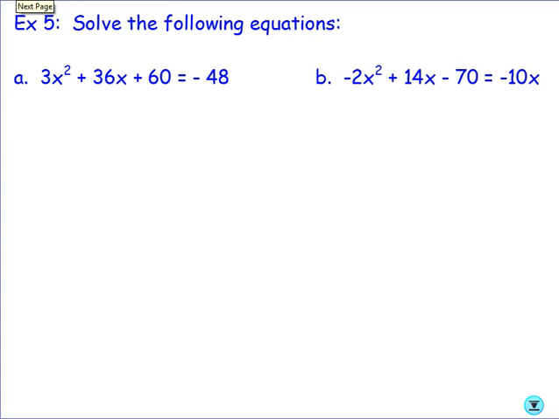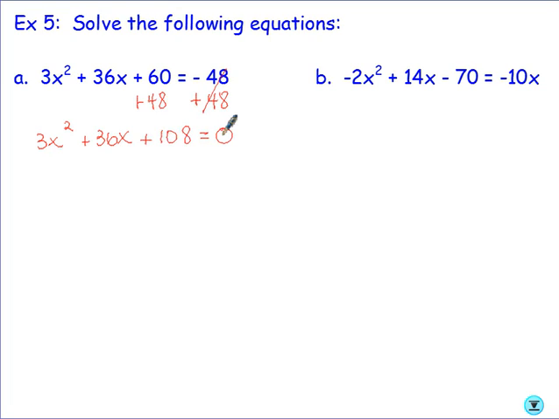Do we have a 0? No, we don't. We need to move this guy by adding 48. Now, which one of these three is a like term with him? He's a whole number. 60 is a whole number. There's your like term. The 3x squared stays. The plus 36 stays. 60 plus 48 is a positive 108. And we have our 0.